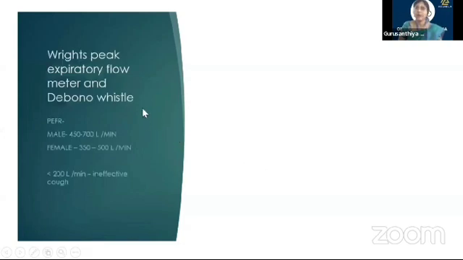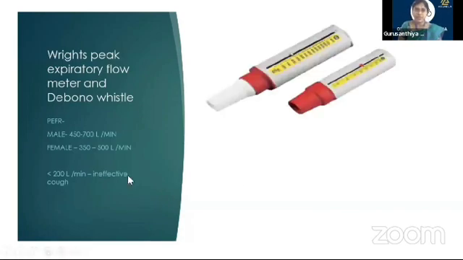Then comes the Wright peak expiratory flow meter and Debenham's whistle. This assesses the peak expiratory flow rate. The normal peak expiratory flow rate is 450 to 700 liters per minute in males, and in females it is 350 to 500 liters per minute.